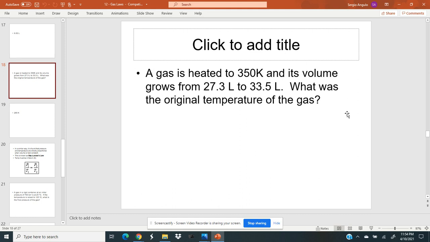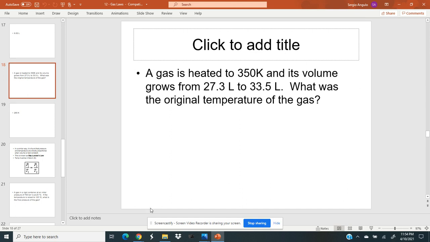All right, so I'm going to do a sample problem here to remind you what to do when your unknown is in the denominator. This problem says a gas is heated to 350 Kelvin, and its volume grows from 27.3 liters to 33.5 liters. What was the original temperature of the gas? So we're actually looking for, in this case, T1. The original means the first temperature. So we're looking for T1. Let's go ahead and do this.